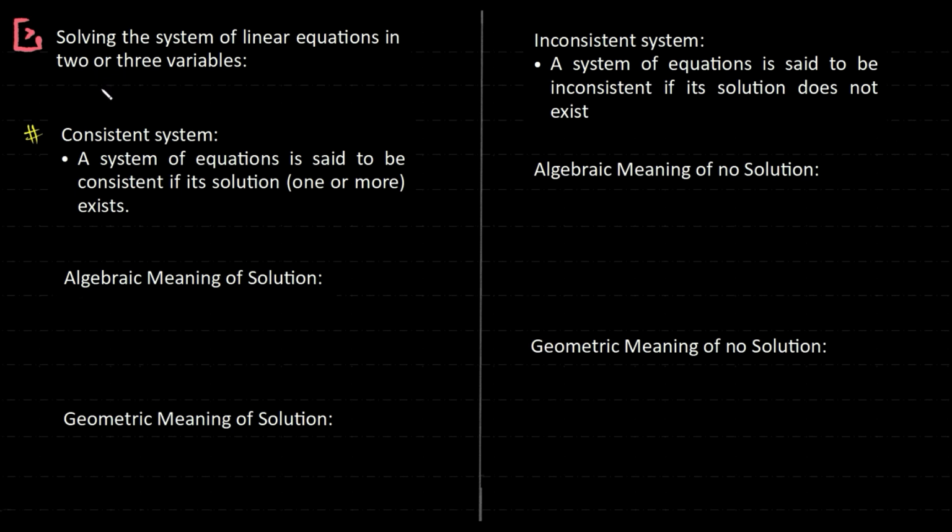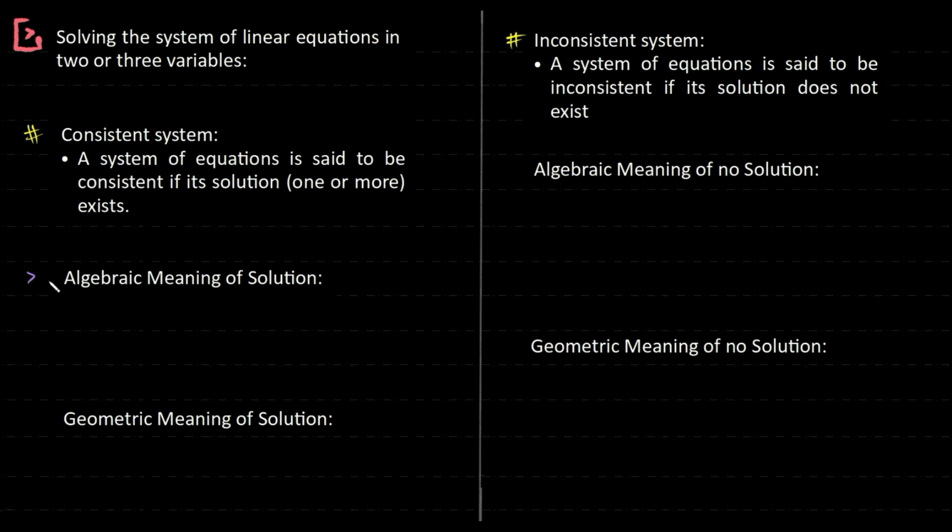Here in this section, we look at how to solve linear equations in 2 or 3 variables using matrices. Before we start off, we need to understand two terminologies: one is consistent and another is inconsistent. When do you tell something is consistent? A system of equations is said to be consistent if its solution, one or many, exists.